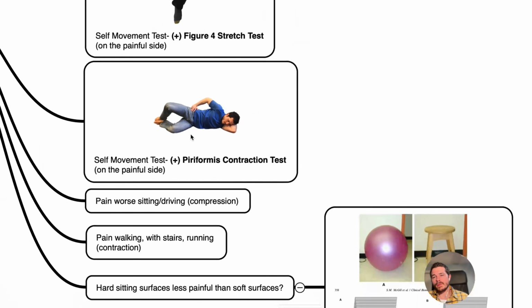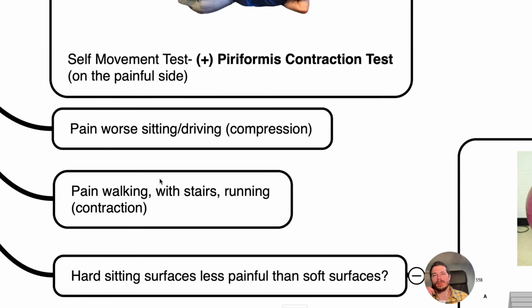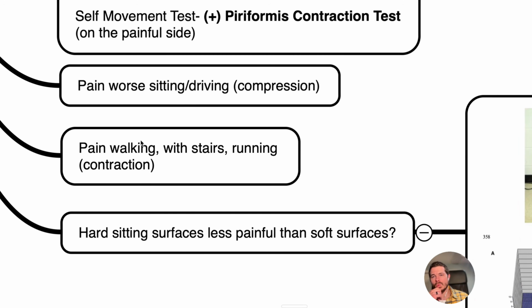People who have piriformis syndrome almost always have symptoms that are worse while sitting and driving due to compression. And they often have pain while walking, while climbing stairs, running, squatting, lunging, doing things like that. Not due to compression, because when you're walking, you're doing stairs, there's nobody putting pressure on your butt cheek, but due to contraction, due to the fact that you're working that muscle while you're doing those things.